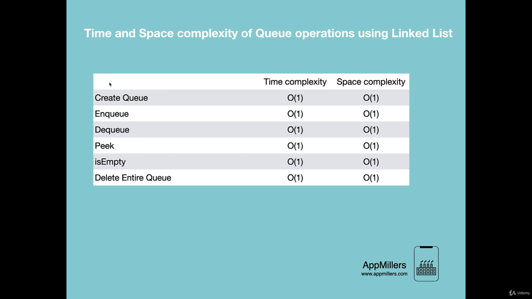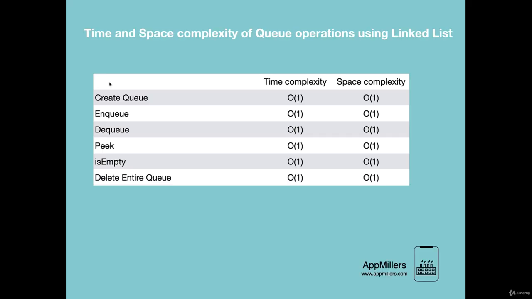Now the next method is enqueue method. In case of enqueue method, we are just creating a node and then creating a link between head and this node and tail and this node. In this case, it takes O(1) time complexity. Now the space complexity is O(1) because here we are just creating one node.